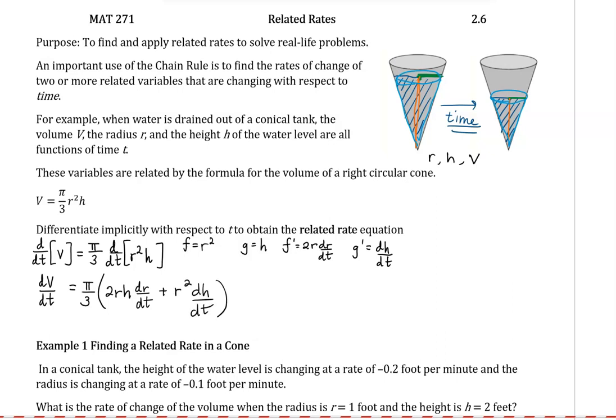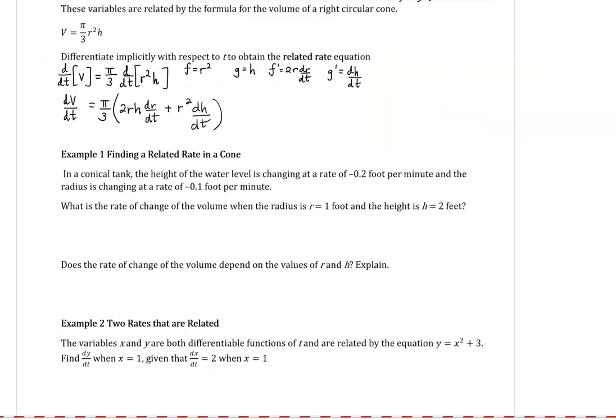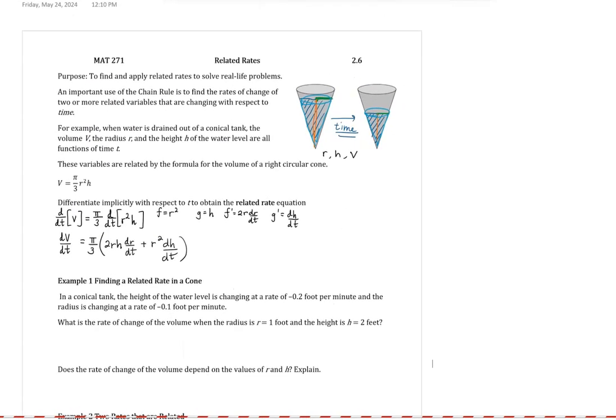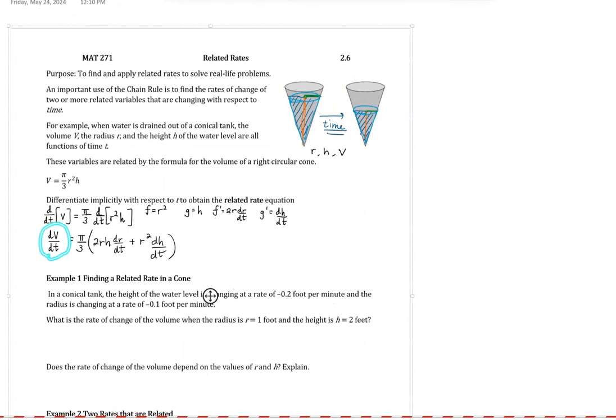And now we have an equation that tells us how all of these different changing rates are related to each other. Related. Notice that the rate of change of the volume, which is decreasing in this case if water is leaking out of this, depends on both how fast the radius is changing and how fast the height is changing. It also depends on what the radius is at that particular moment in time and what the height is at that particular moment in time.